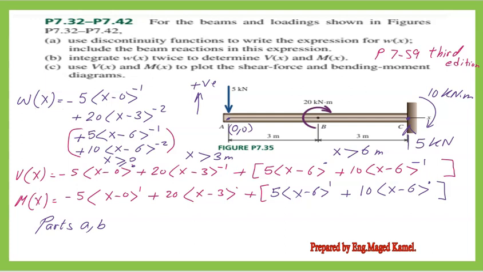Integrate one more time, so we have M of x equal minus 5 multiplied by x minus 0 raised to the power of 1, plus 20 multiplied by x minus 3 raised to the power of minus 1 plus 1, it will become 0. We don't divide by 0, because this is not an ordinary function in the integration. Plus 5 multiplied by x minus 6 raised to the power of 1, plus 10 multiplied by x minus 6 raised to the power of 0.